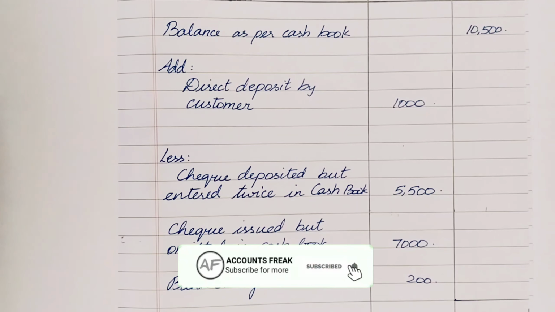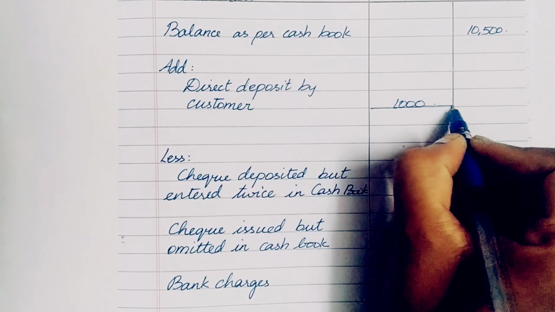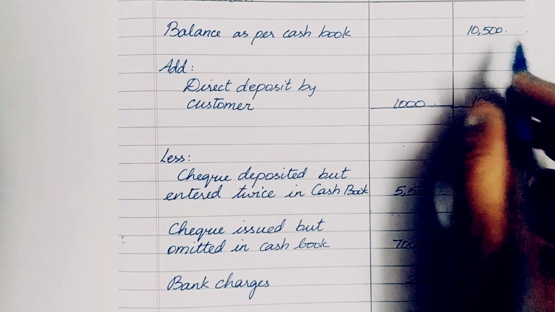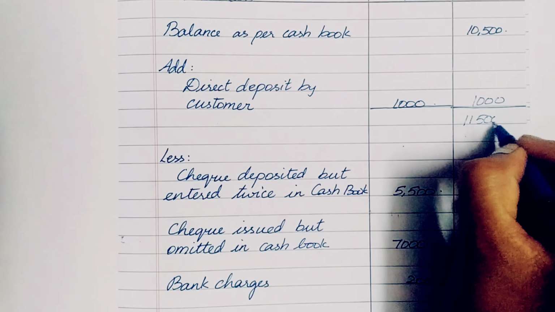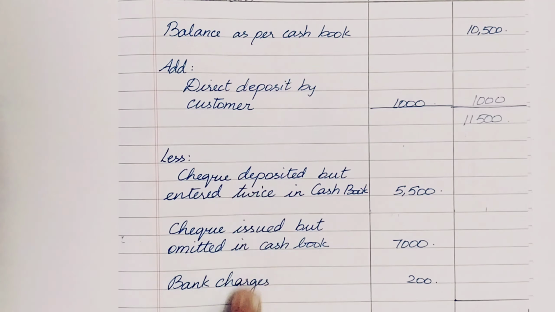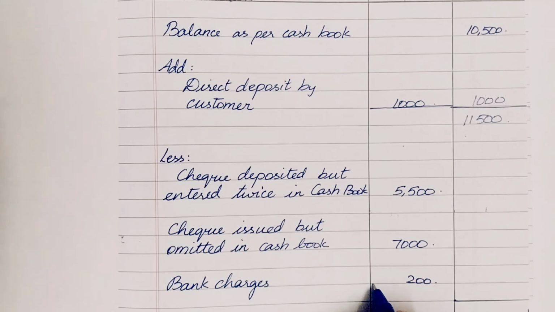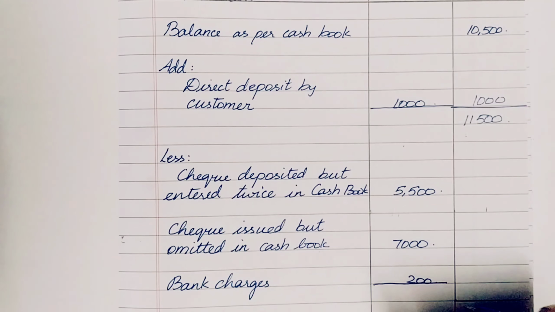So next is going to be the balancing part. In the add category, I have only one item, that is 1000 rupees. So I push it out in the outer column. So 10,500 plus 1000 is going to be 11,500 rupees. Next, in the less, I have three values. So I'm going to add all the three values and put it out in the outer column. So 5,500 plus 7,000 plus 200 is going to be 12,700.